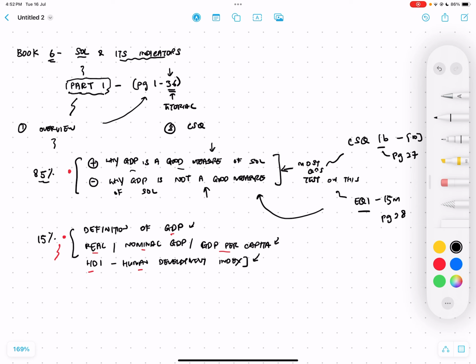These three things are the more testable ones. Okay, so the next video I want to talk about is CSQ 1B. So for this video, I want to talk about just the 50%.